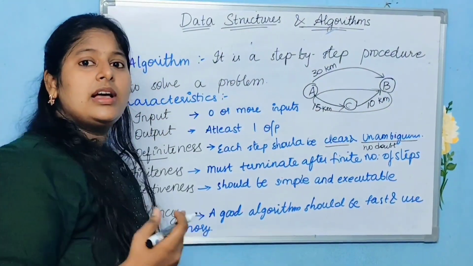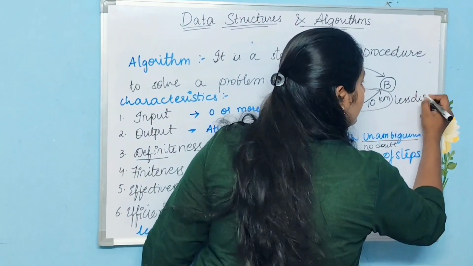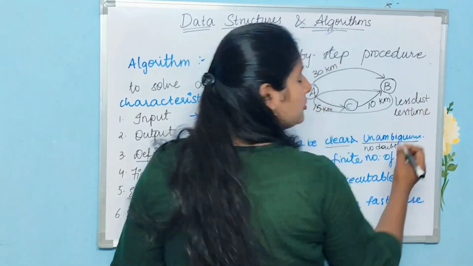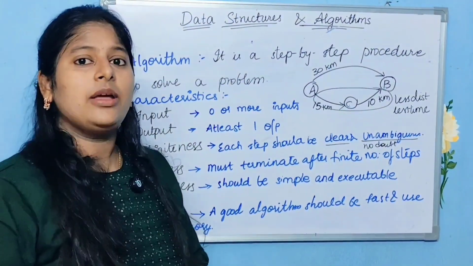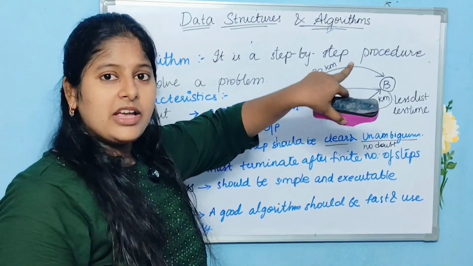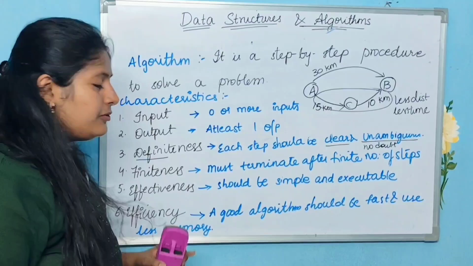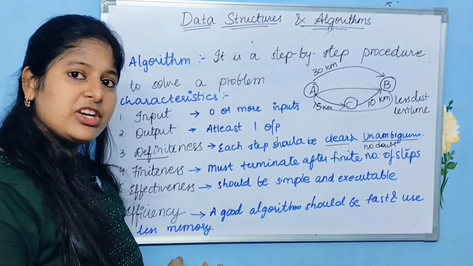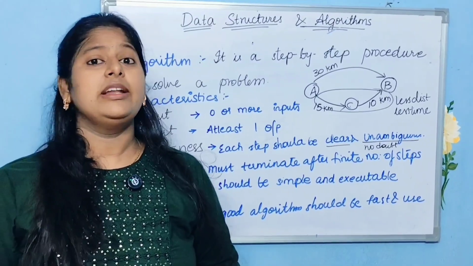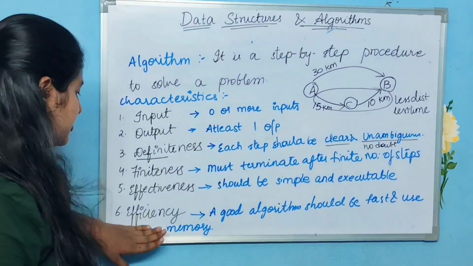Because it takes less distance as well as less time. I won't be using more time for going from this place to this place. In case I consider this path, I will need 30 kilometers. I need more time, right? This is called efficiency. And this efficiency is measured in time complexity and space complexity in data structures. You will be learning these two concepts in future lectures. So, this is meant by efficiency.